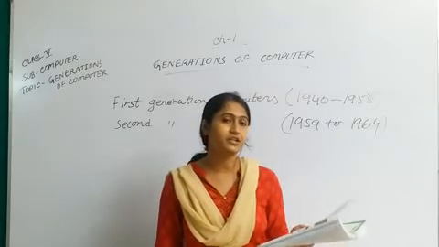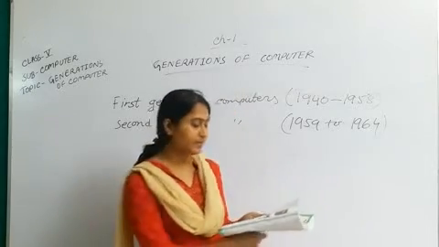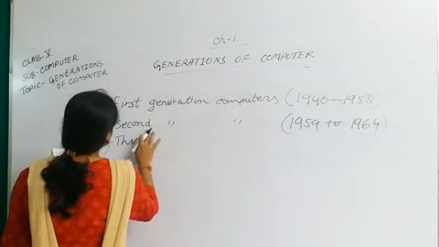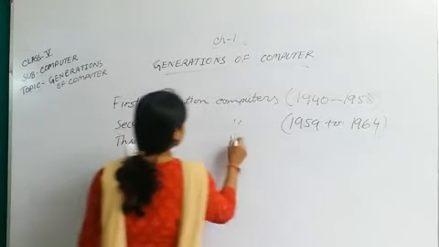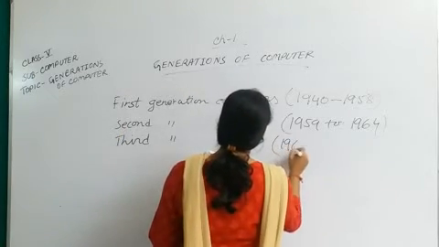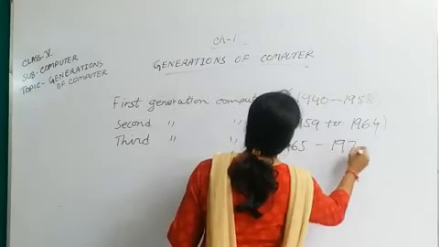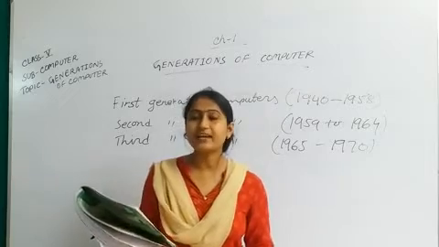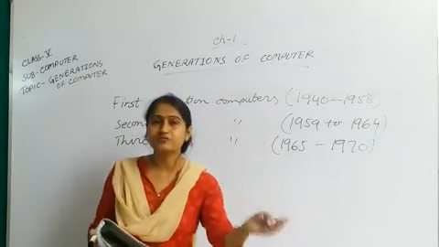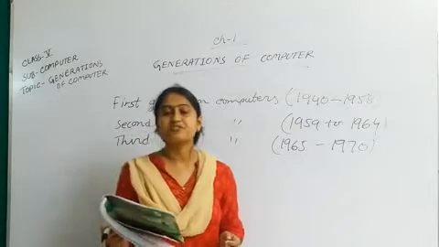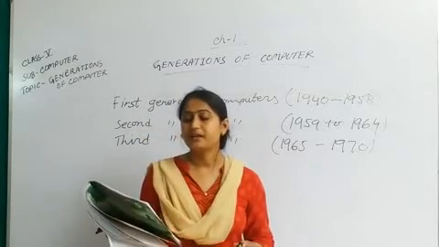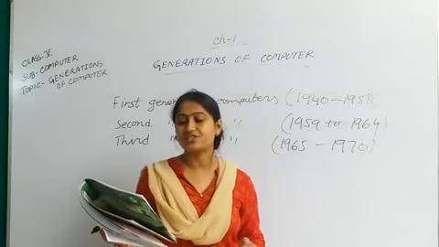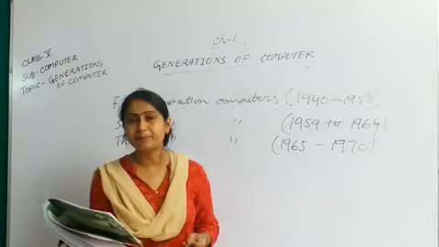Now the third generation of computer. The third generation computer time period is 1965 to 1970. They use integrated circuits. First generation used vacuum tubes, second generation used transistors, and the third generation used integrated circuits, ICs, properly known as chips, for the first time in computers.